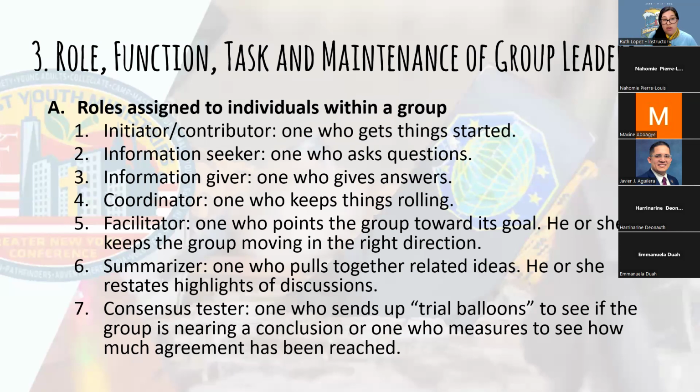We have a coordinator, a person that will keep things rolling. If we're stuck on a topic and we don't seem to come to an agreement, somebody will say, please remember we still have these other things in the agenda to do. What about we come back, revisit this topic, and keep moving so we don't get stuck and we get more things accomplished. So in this part, a communicator is great. We have facilitators, who point the group towards its goal. He or she keeps the group moving in the right direction. Very similar to the coordinator, the facilitator will keep us focused.